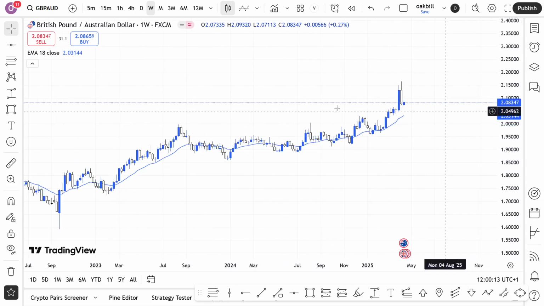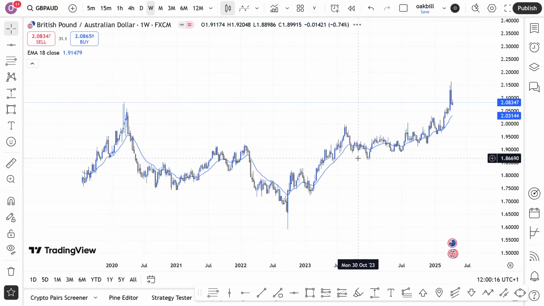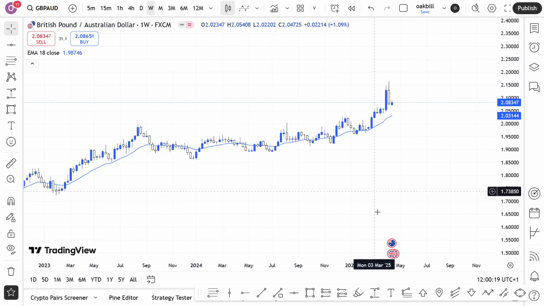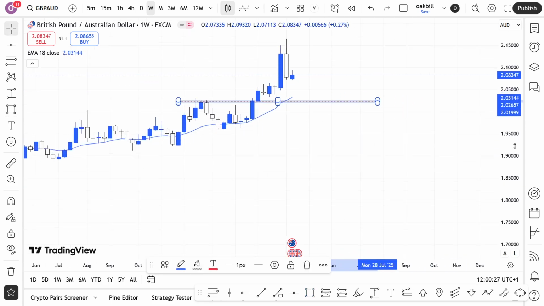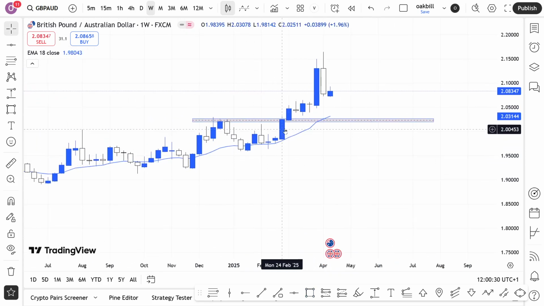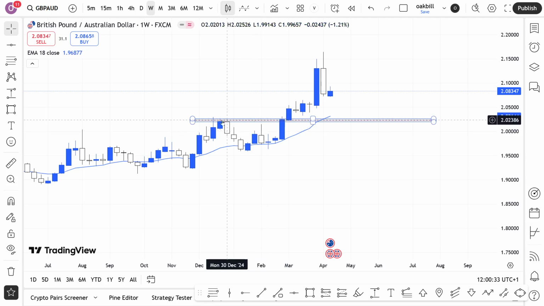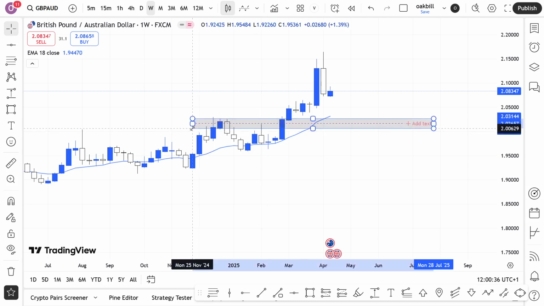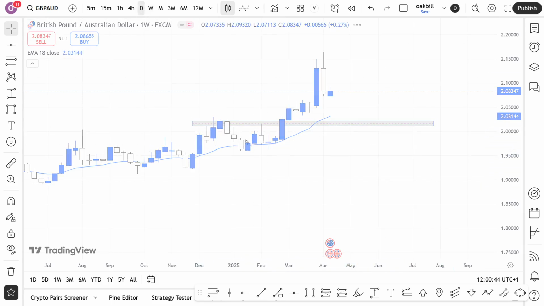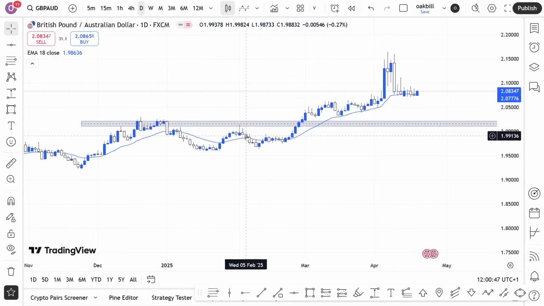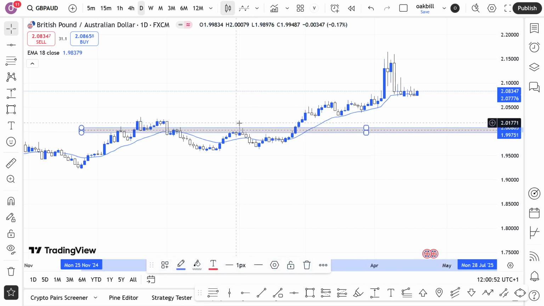So looking at this point here, let's find the area of support and resistance. We see this point here, we see this point here. But my analysis has already told me I'm expecting price to come to this level here. Price is still coming back to this level. I mark it out because it's a recent place. If you go to a daily basis, this one that I'm talking about. So I'm expecting price to come to this level here.